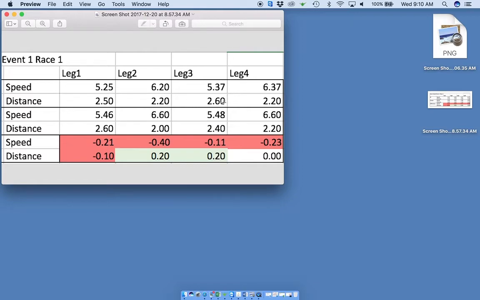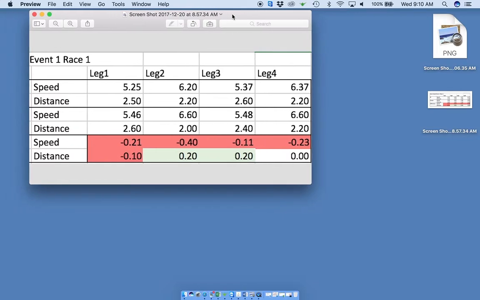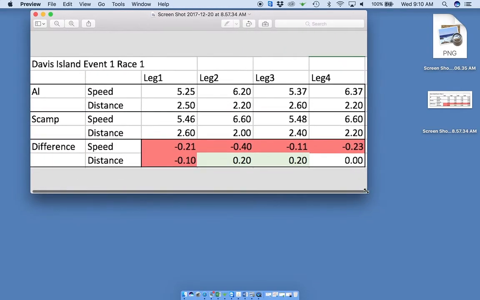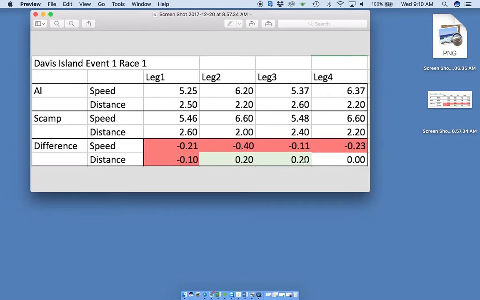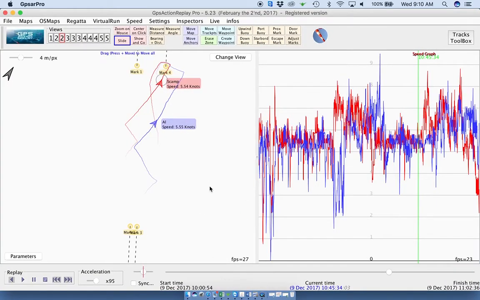Distance sailed though. Let's see over the other side there. Distance sailed. Al sailed about 2.2 kilometers farther up that leg. And so let's play it on now here.